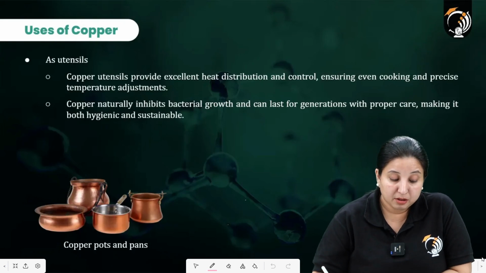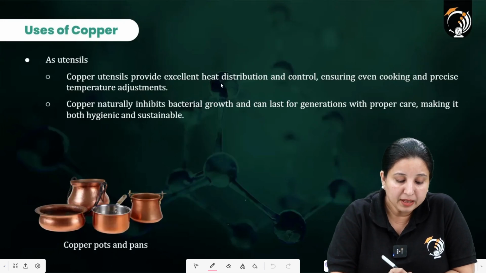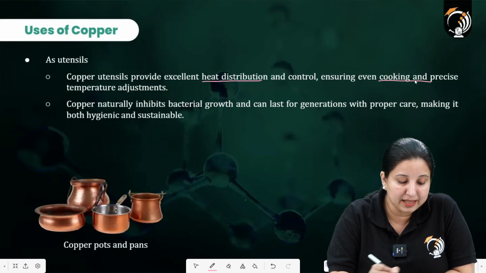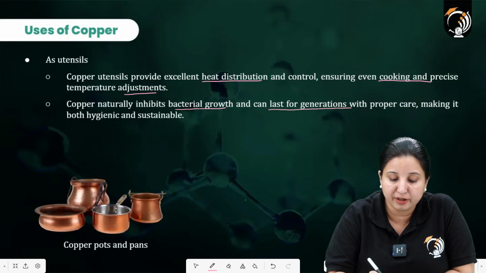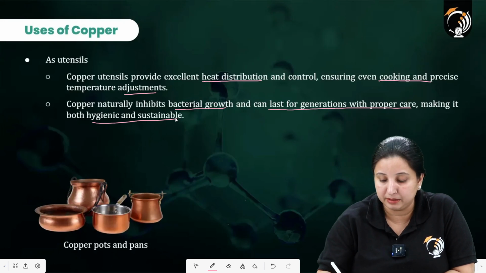Then we use copper in utensils also. Why? Because it provides very good heat distribution and control, and ensures even cooking and precise temperature adjustment. It also naturally inhibits bacterial growth and can last for generations with proper care, making it both hygienic and sustainable.